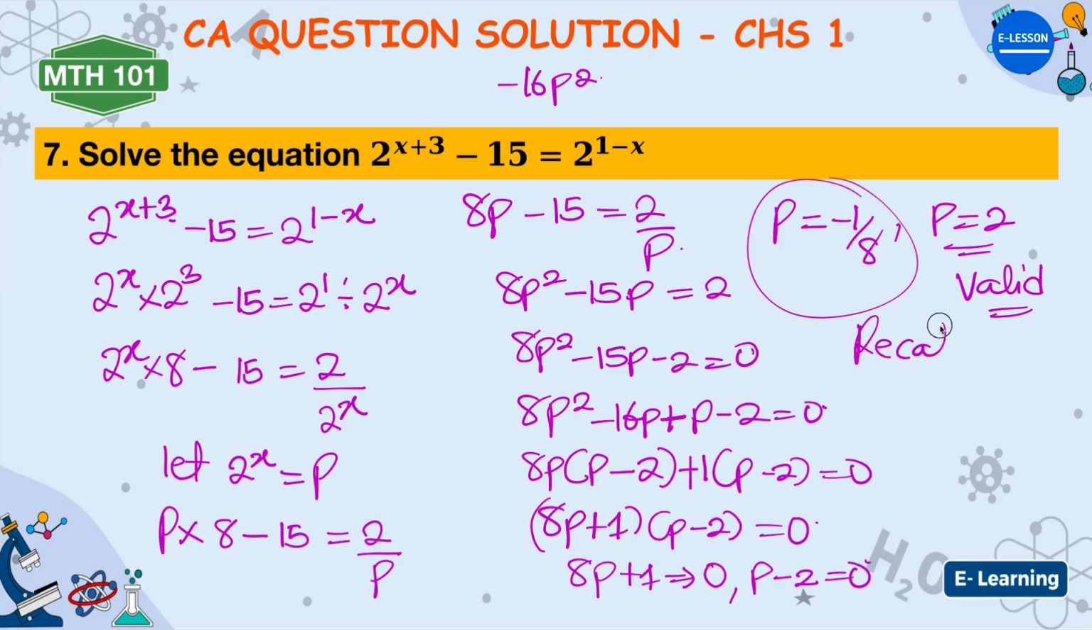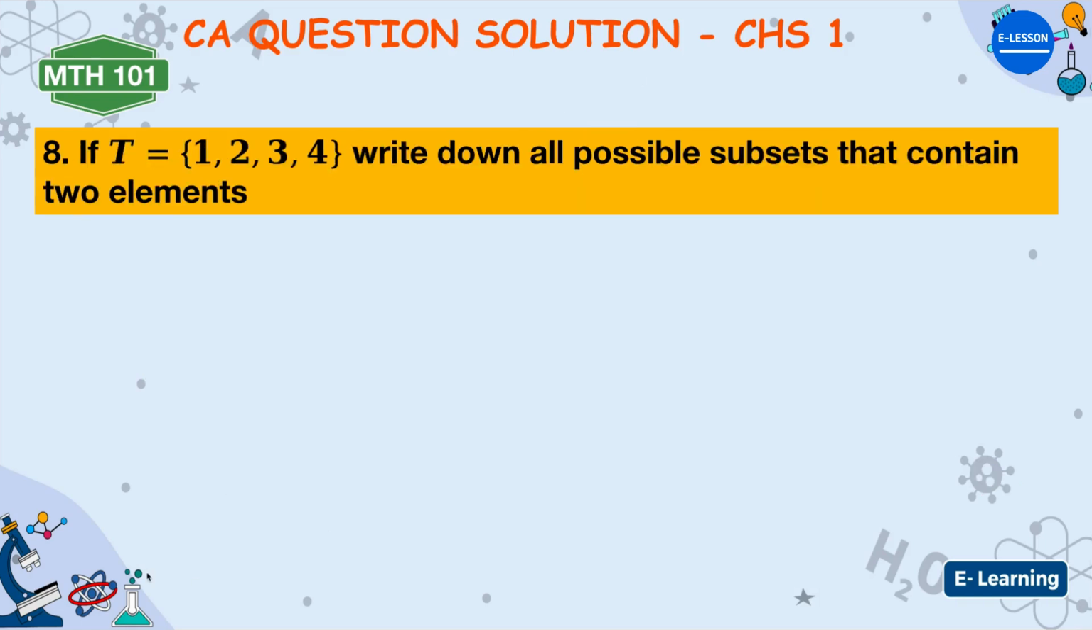Remember that 2 raised to the power of x is equal to p, right? So 2 raised to the power of x will now be equal to, wherever you see p, put 2 there. This is 2 raised to the power 1. This cancels this. Your x is equal to 1. So the correct answer to this question is 1. x is equal to 1 is the correct answer to this question. Is that okay? Exactly. Let's see the next one.